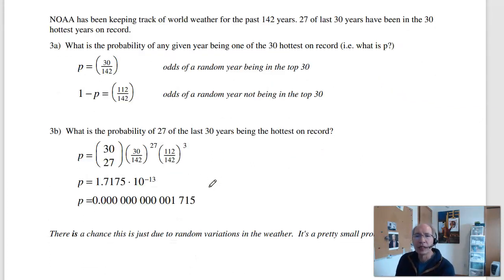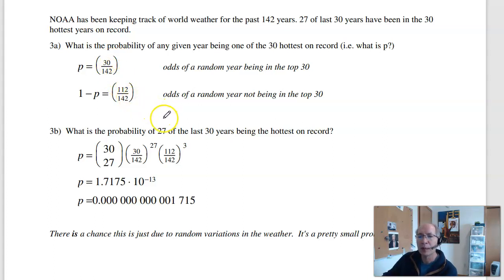Problem 3. The National Oceanic Atmospheric Administration has been keeping track of world weather for the last 142 years. 27 of the last 30 years have been in the top 30 hottest years on record. So, let's see if that's just chance. What's the probability of any given year being in the top 30, assuming a uniform distribution? In that case, there are 30 years that are in the top 30, 142 years total, so there's p. And the probability of it not being in the top 30 would be 1 minus p.